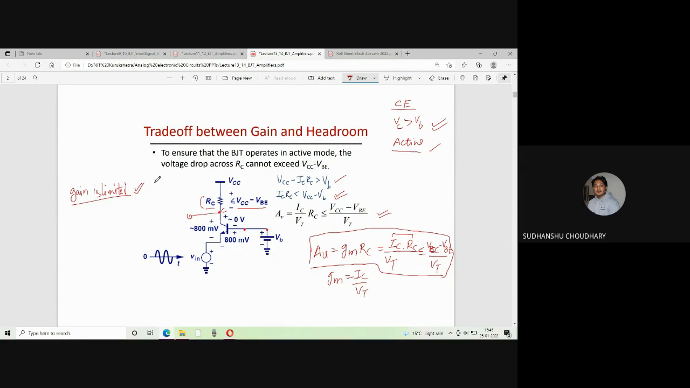As in the common emitter amplifier, we had studied that there is a trade-off between gain, input impedance, and output impedance. So here also we want to find a similar relation, because gain is limited here, decided by this factor. We need to find the trade-off between gain and these parameters for the common base configuration also.